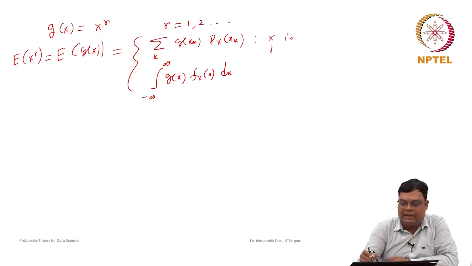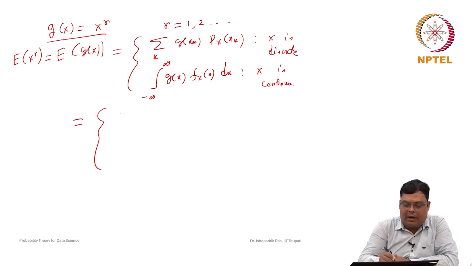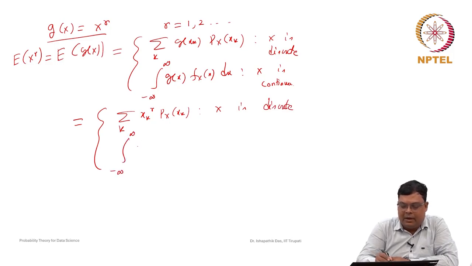That is whenever X is discrete and whenever X is continuous. Then, if we put g(x) equal to x to the power r, what will be the final formula? It will be the summation over k of x_k to the power r p_X(x_k) whenever X is discrete, and the integral from minus infinity to plus infinity of x to the power r f_X(x) dx whenever X is continuous.